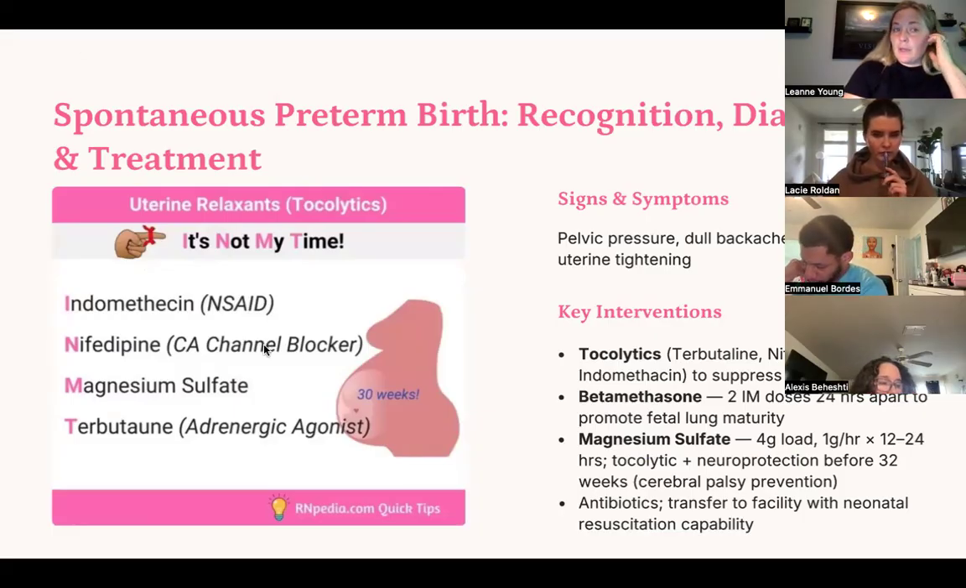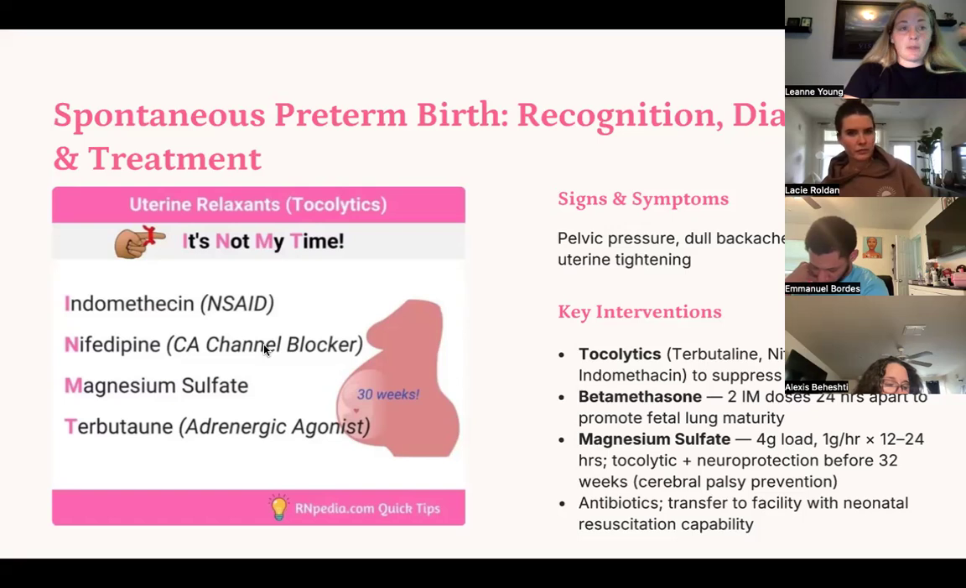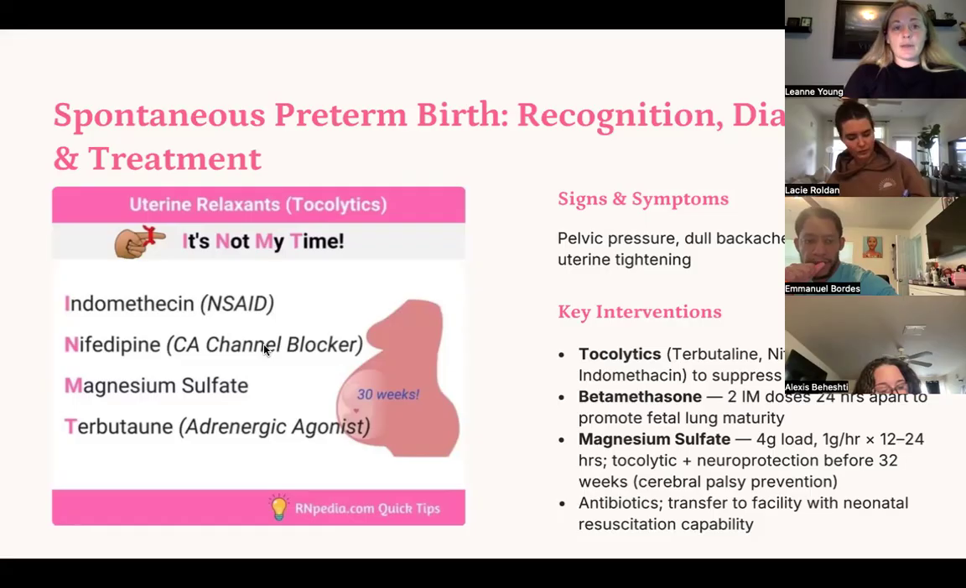All right. So we have our mom who comes in with her signs and symptoms. She says, I'm having a lot of pelvic pressure. I have a dull backache. My uterus feels like it's tightening. I'm not able to relax. I haven't been able to drink water. I haven't been able to sleep. All right. We put her on the monitor. She's contracting. We check her cervix. She's about a centimeter dilated. For fun, let's just say she's 34 weeks gestation. So we're in that late preterm window.